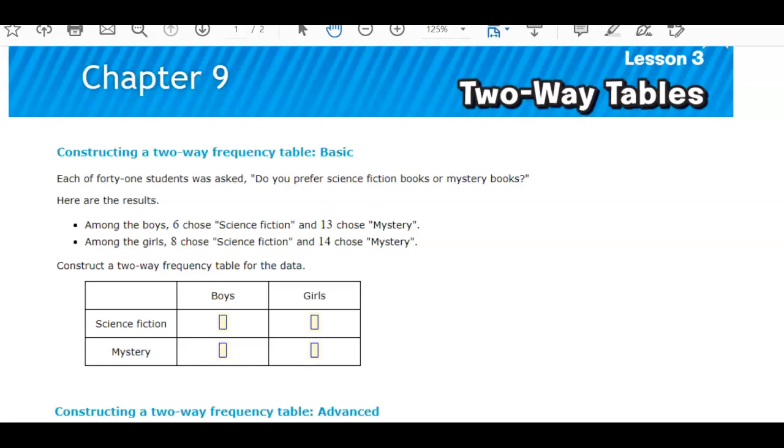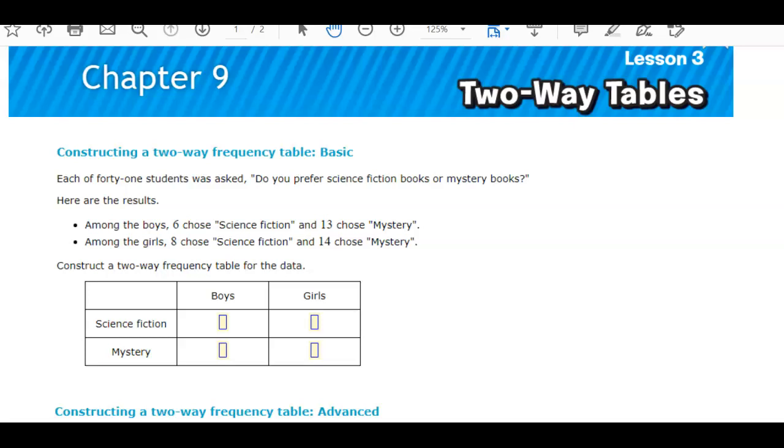So we are back for Chapter 9, Lesson 3, two-way tables. Two-way table, you guys, is just a way to keep track of some data, just to simplify it. Pretty easy here. Let's go ahead and take a look at problem number 1. I'm going to select my pen.